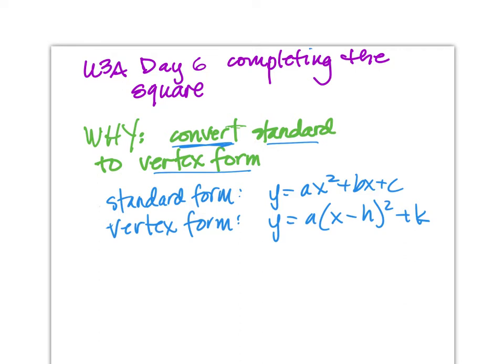The thing that's a little bit different about this is that we are trying to get this to something squared, a binomial squared. And what that means is that it's a perfect square factoring. So let's just take a couple of examples of that.